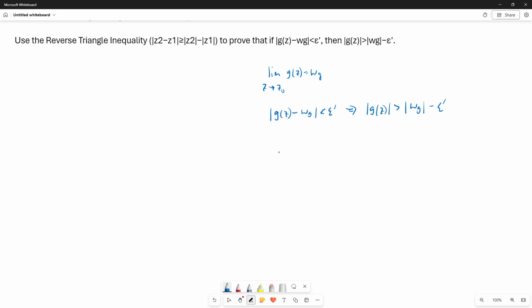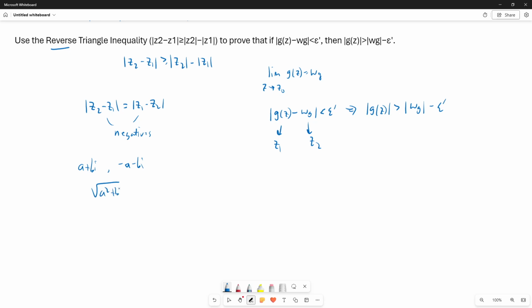minus epsilon prime. And the way we do that is using the reverse triangle inequality, which is shown here. The modulus of z2 minus z1 is bigger than or equal to the difference of the moduli, the modulus of z2 minus the modulus of z1. So we're going to make this one our z1 and this one our z2, and we're going to need to use the fact that the modulus of z2 minus z1 is equal to the modulus of z1 minus z2. These two complex numbers are just negatives of one another, and so they'll have the same modulus. A plus bi and a negative a minus bi have the same modulus. The minuses get squared, and so they disappear.